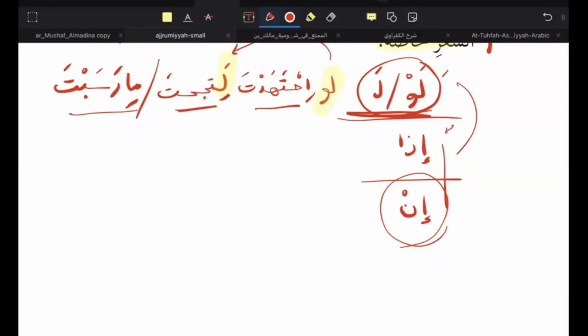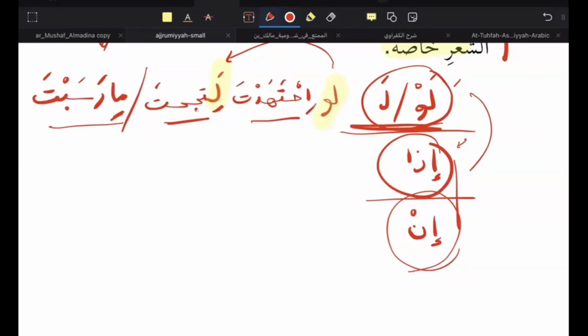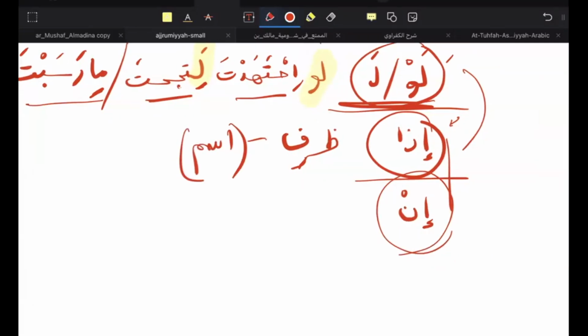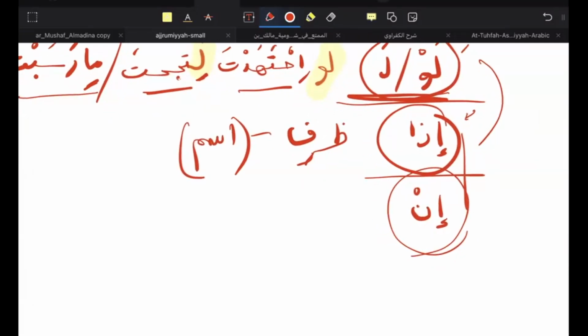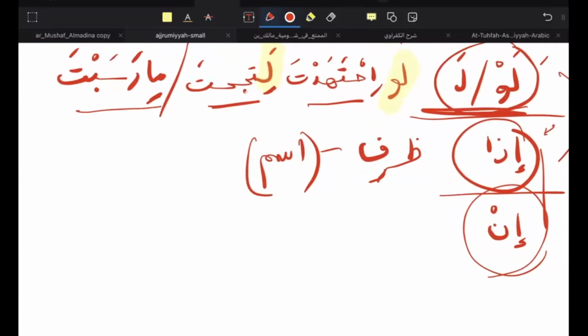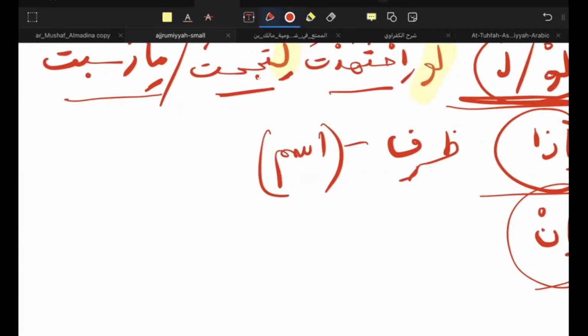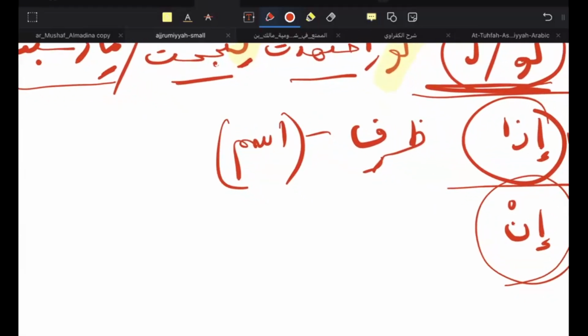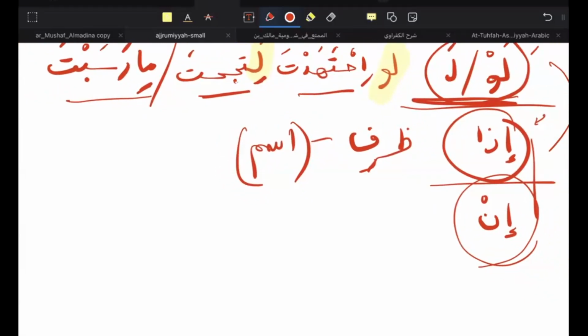Now, the second one is either. Now, either is not a harf, it is a dharf. Okay? A dharf is what? What part of speech is dharf? It's ism. But it comes in the meaning of the condition. Now, by and large, it will be used with past tense verbs. Either will also be used with the past tense verb. This is the majority of the time.